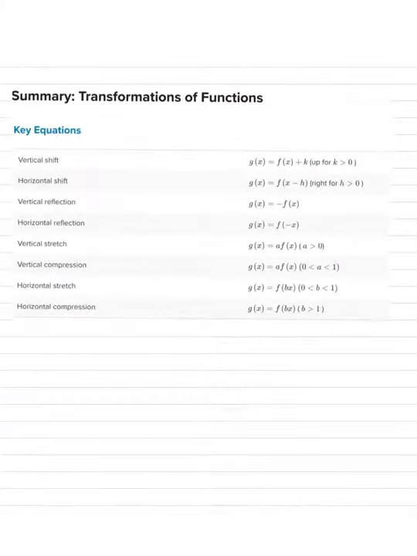So on the next page, in case you forgot what you need to do for the vertical shift, horizontal shift, and whatnot, I just copy and pasted these properties from a college algebra textbook. So feel free to go over that if you like. All right, so that is it for this lecture, and good job.